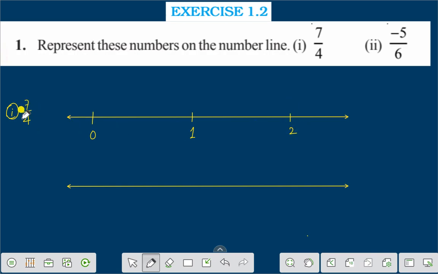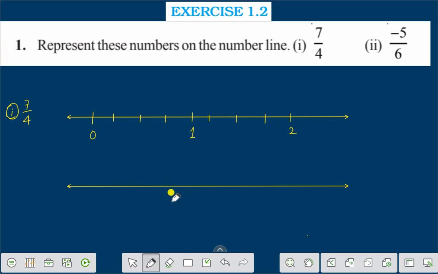Since the denominator is 4, you have to divide between 0 and 1 into 4 equal parts. That is 1, 2, 3 and 4. And here also you divide between 1 and 2 into 4 equal parts. That is 1, 2, 3 and 4.